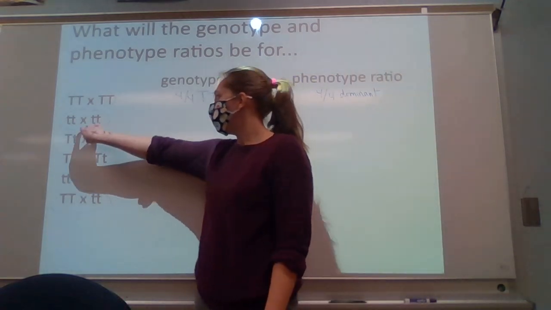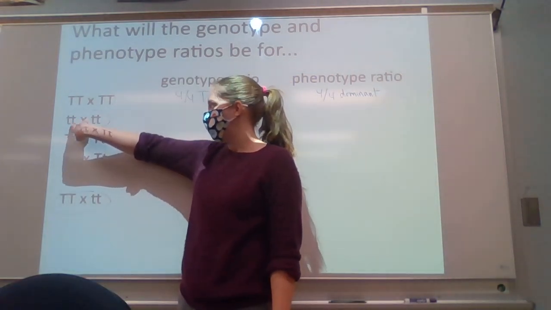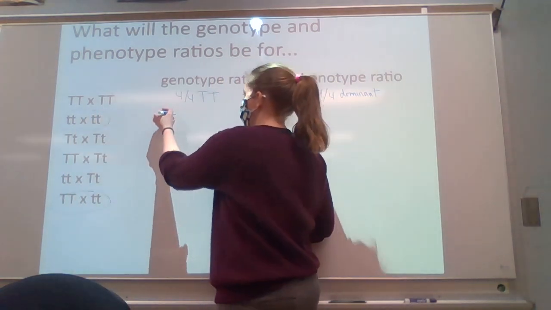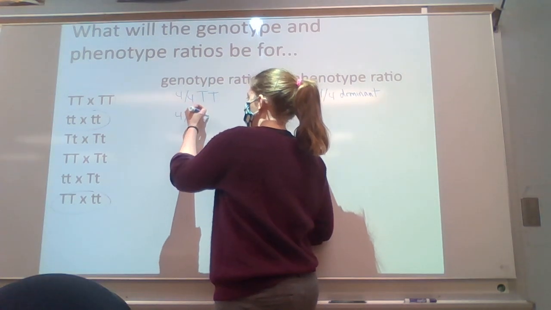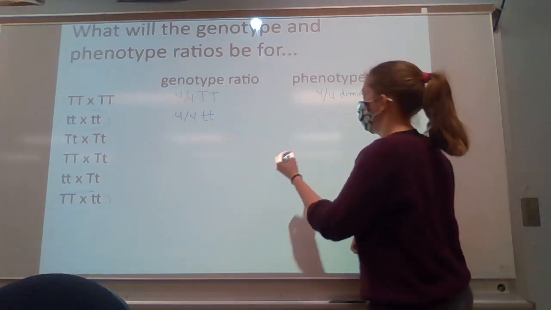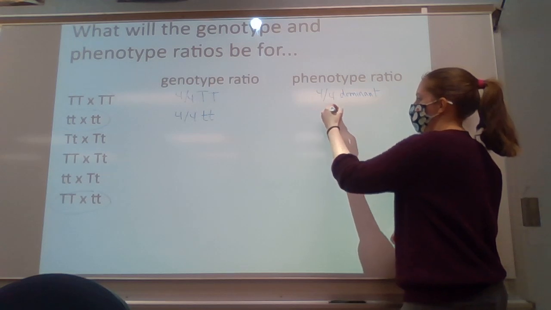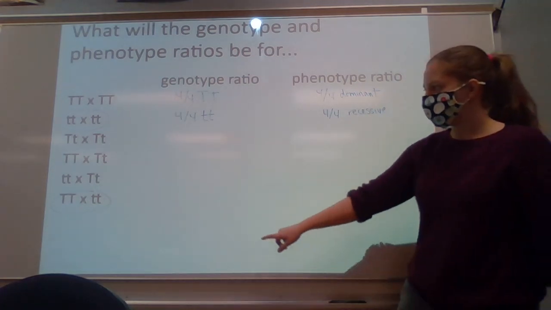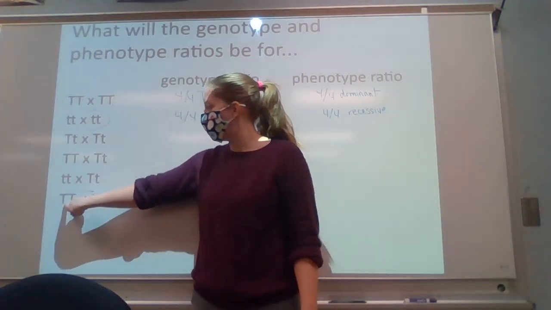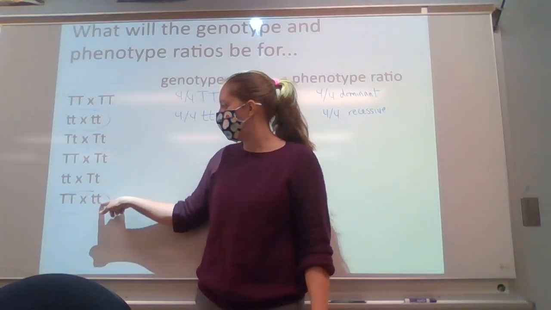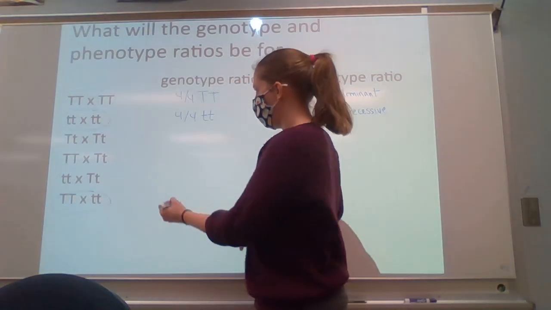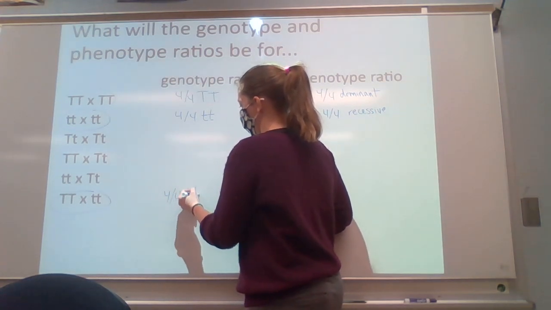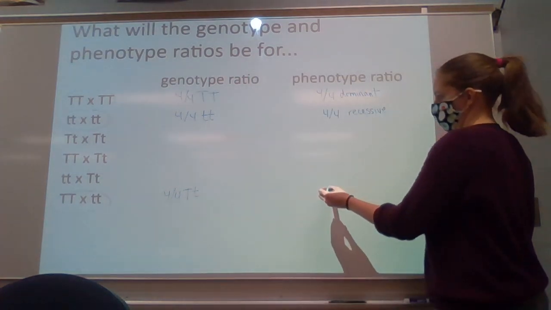Kind of similar. Parent 1 can only pass on the recessive. Parent 2 can only pass on the recessive. So all the offspring are going to be homozygous recessive, and all of them are going to show the recessive trait. This one down here, parent 1 can only pass on dominant, parent 2 can only pass on recessive. So all of those offspring are going to be heterozygous, and they're all going to show the dominant trait.